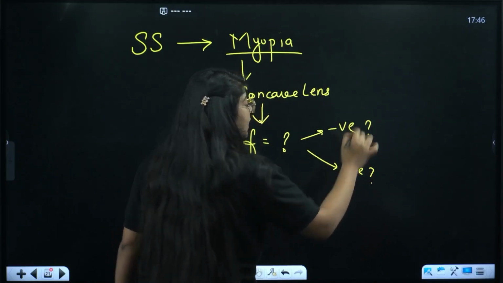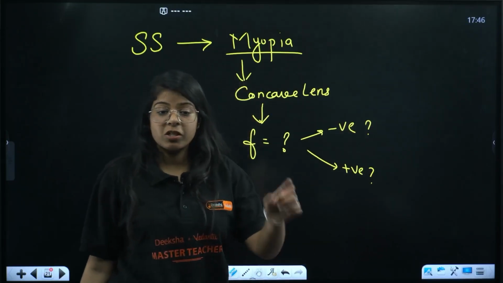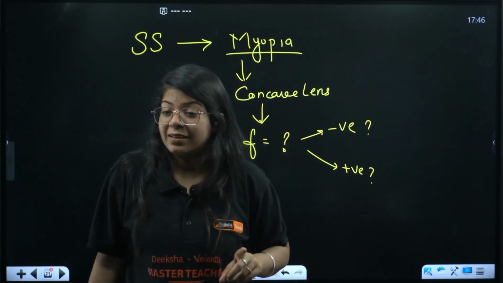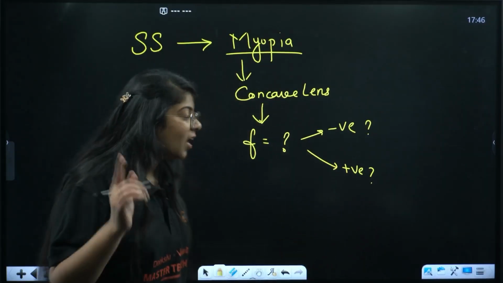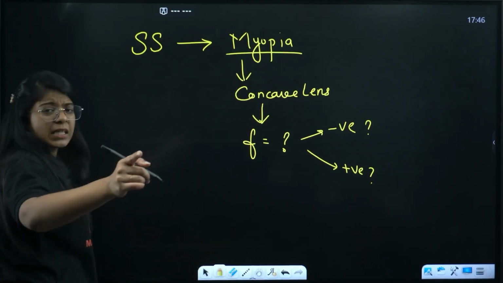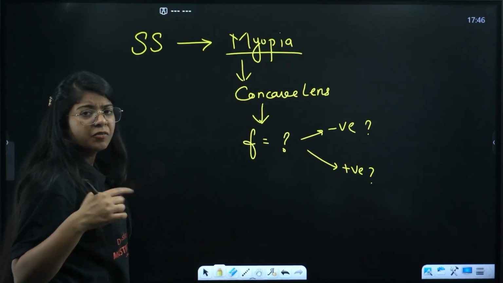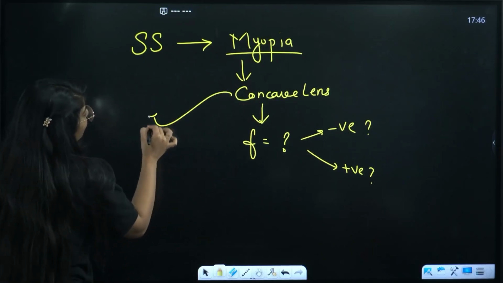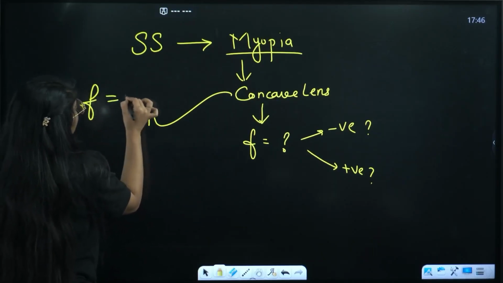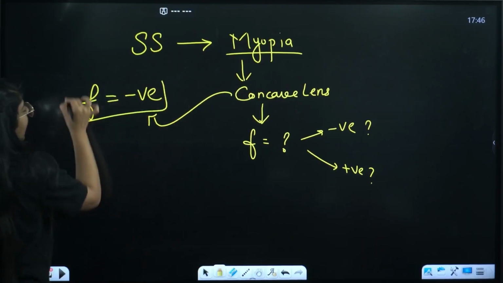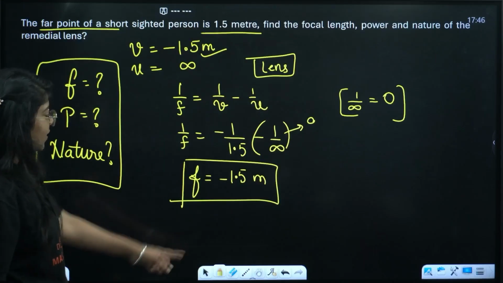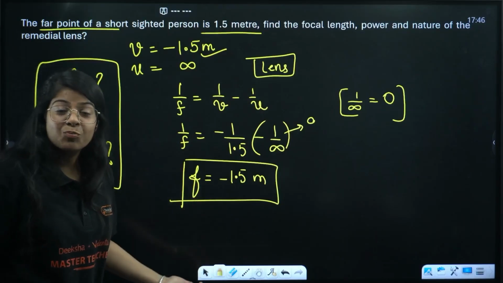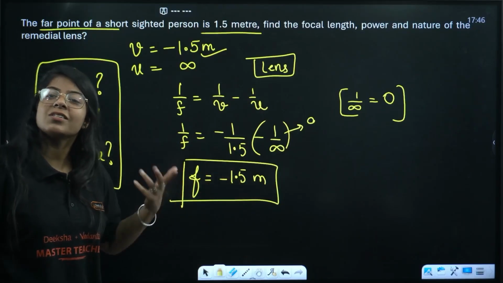Let me know in the comment section. Go into the comment section, write down, ma'am, it is positive or it is negative. I'll give you the answer in a second. Be very honest. We don't cheat. This is our exam. So for a concave lens, the focal length is always negative, right? Now look at the answer. Is it negative or not? It is negative. So that explains that my calculation is true.